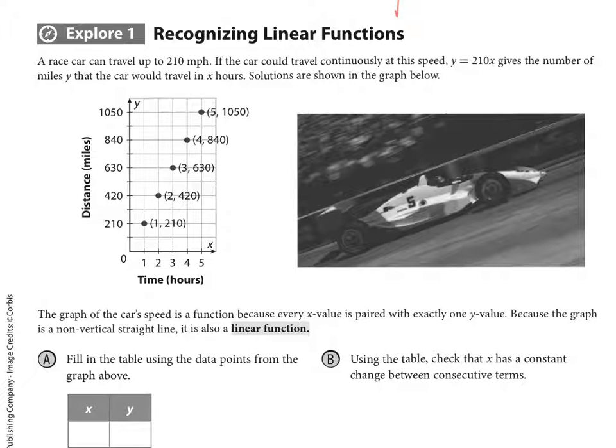Okay, some more terminology I just want you to note. We've talked about this before. It says a race car can travel up to 210 miles per hour. So when you read through the problem, because that's a rate, we're going to write that with the variable y equals 210x. And then solutions are shown in the graph below. So remember that solutions are just going to be any of these ordered pairs here.